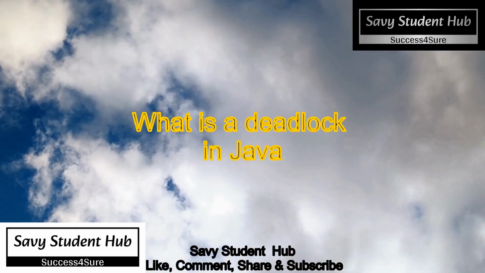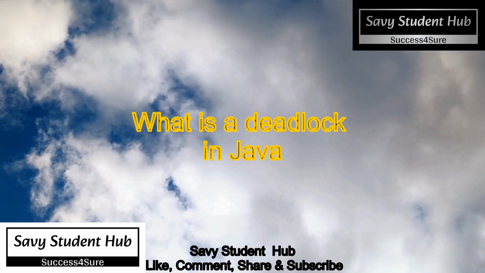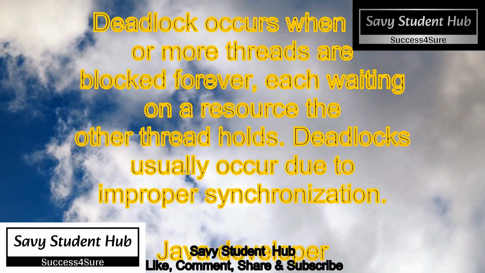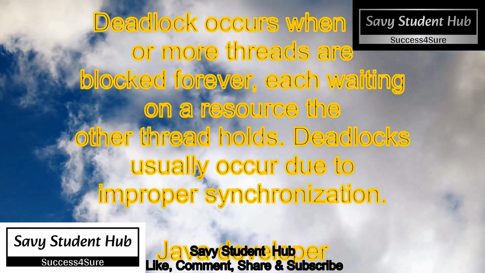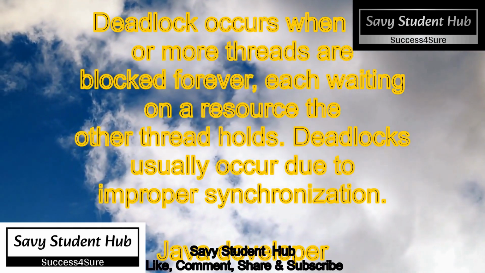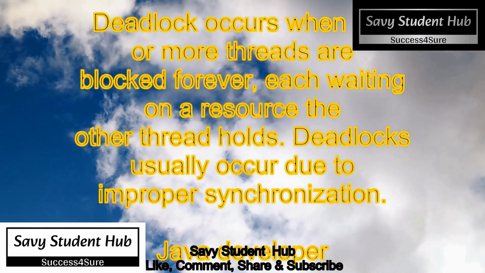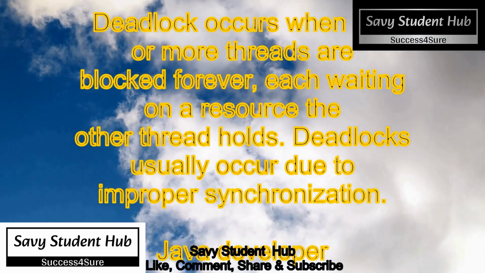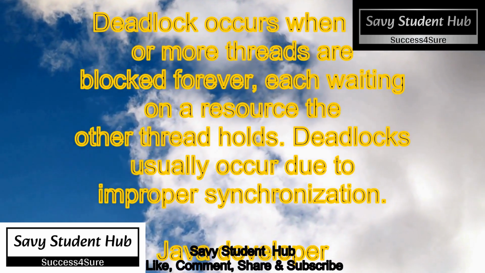What is a deadlock in Java? Deadlock occurs when two or more threads are blocked forever, each waiting on a resource the other thread holds. Deadlocks usually occur due to improper synchronization.